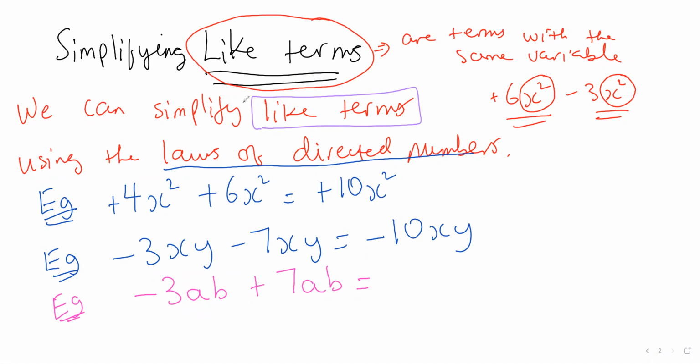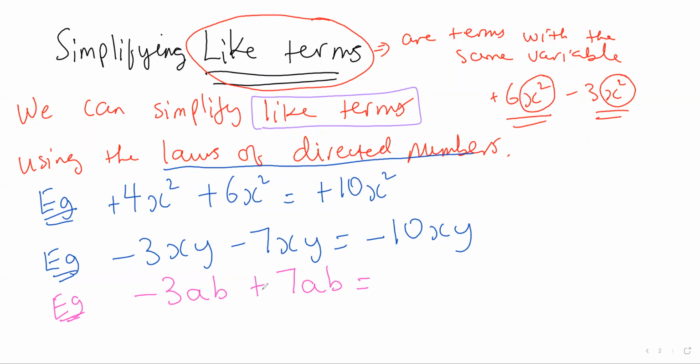So now we're going to apply the laws of directed numbers to simplify these like terms. But we need to be careful here. Which law of directed numbers should we apply here? Which law do you think we should apply? The same signs law or the different signs law? Anybody brave enough to answer? The different signs law. Excellent. Why the different signs law?